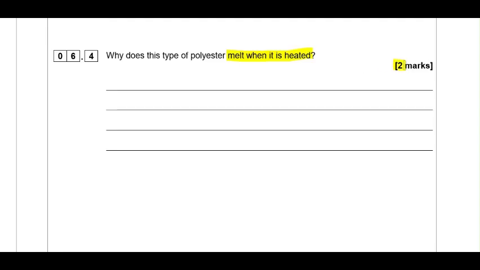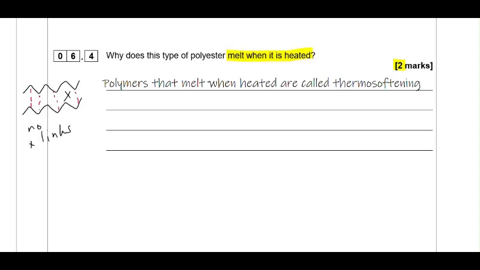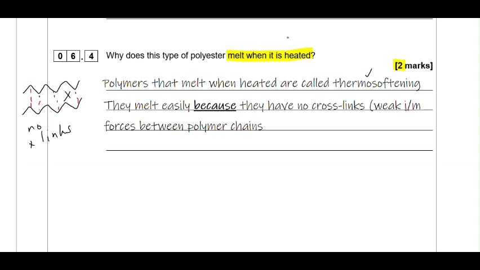6.4. Why does this type of polyester melt when it's heated? For 2 marks. This is about crosslinks. A thermosetting polymer is one that doesn't melt, and it has these crosslinks. So our polymer is one which is thermosoftening. It has no cross links. It just has weak intermolecular forces. So to get 1 mark, you must say polymers that melt when heated are called thermosoftening. They melt easily because they have no cross links. They have weak intermolecular forces. You could get away with that as well. So for 2 marks, that's your answer.